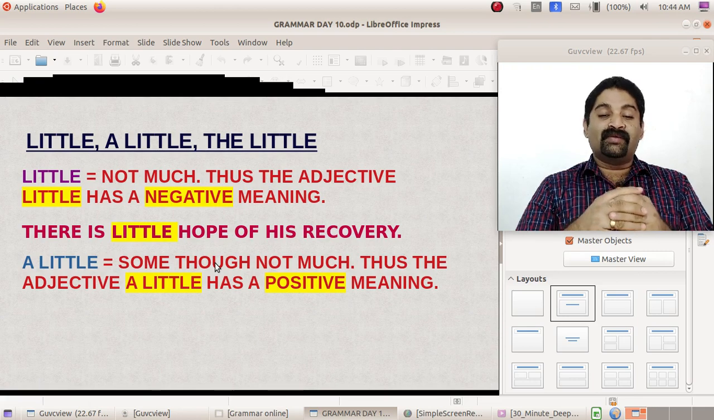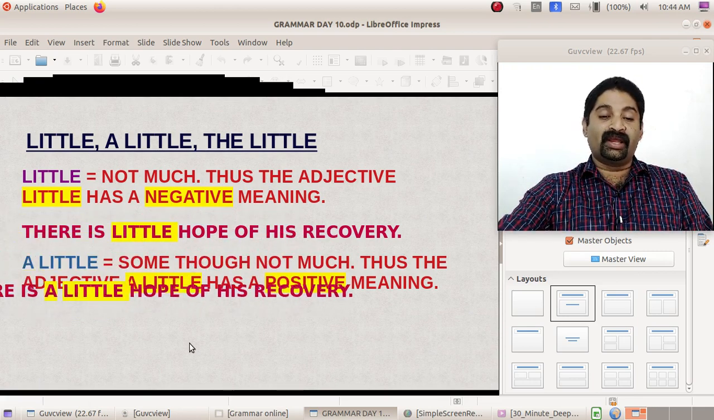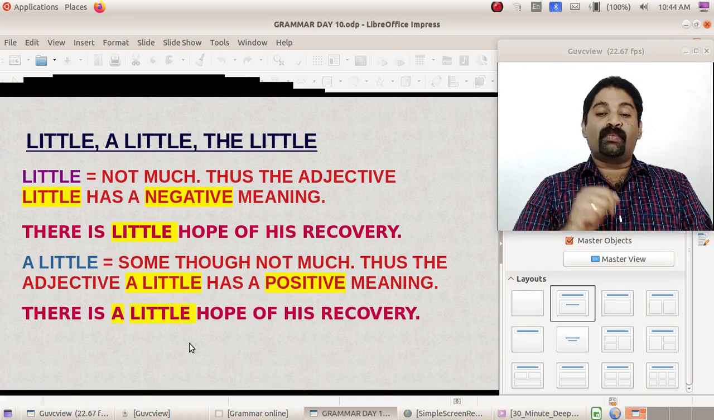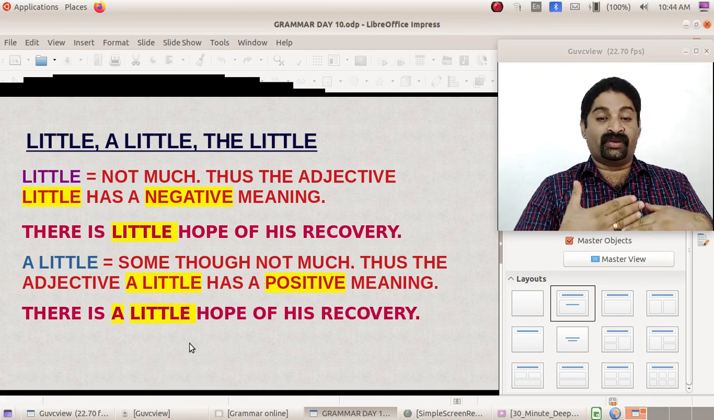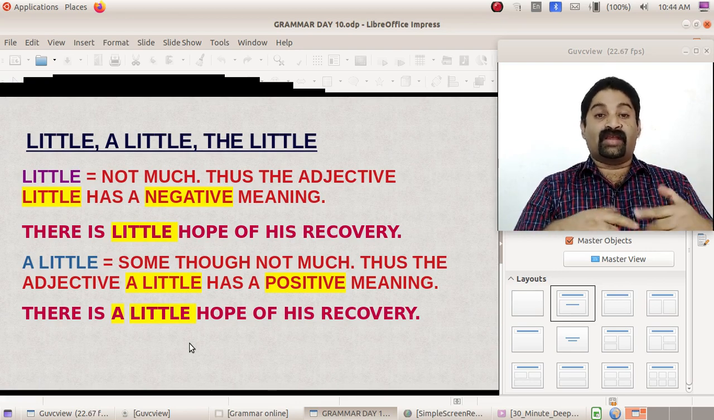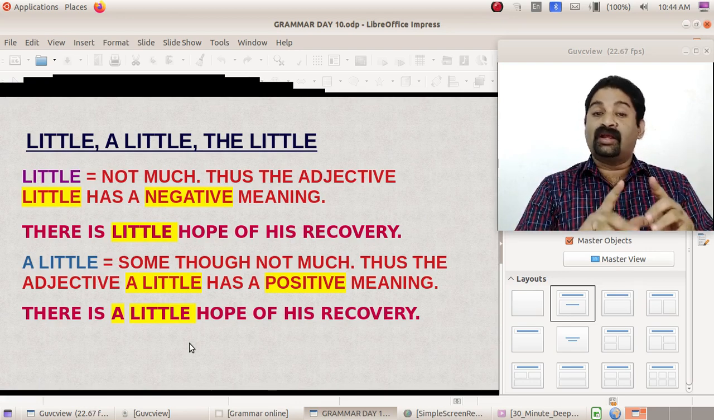Thus the adjective a little has a positive meaning. Okay, a little has a positive meaning. There is a little hope of his recovery, that is something positive. There is little hope of his recovery, that is negative. There is a little hope of his recovery, that is positive.